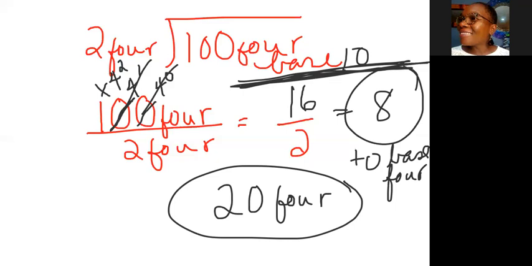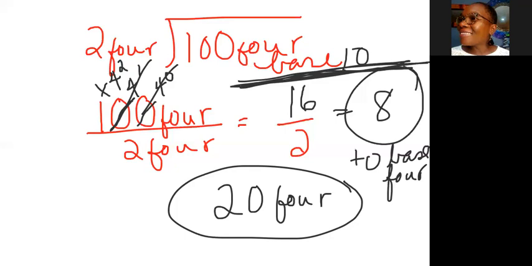So I took the 100 base 4. I converted that to base 10 using multiplication. So it became 16. So then I carried out the division in base 10. 16 divided by 2 is 8. I'm still in base 10. And then I take the 8 that's in base 10 and I convert it to base 4. Yes, guys, it works every time.